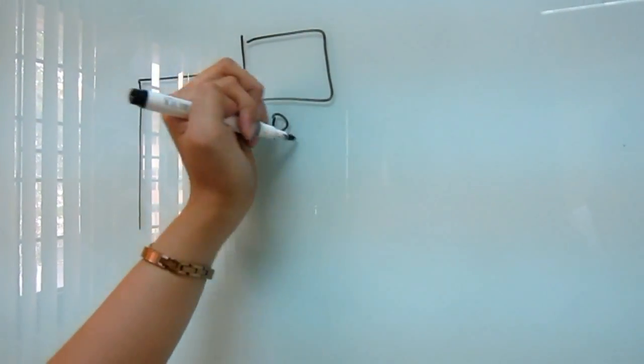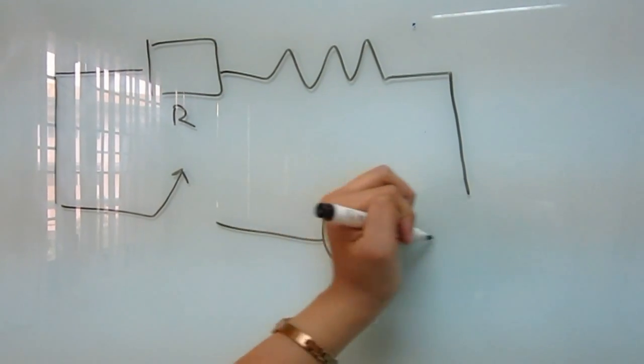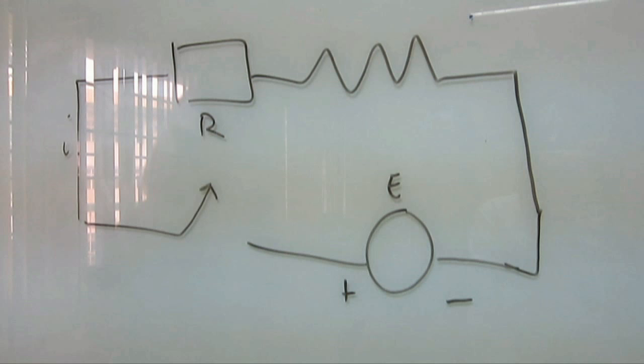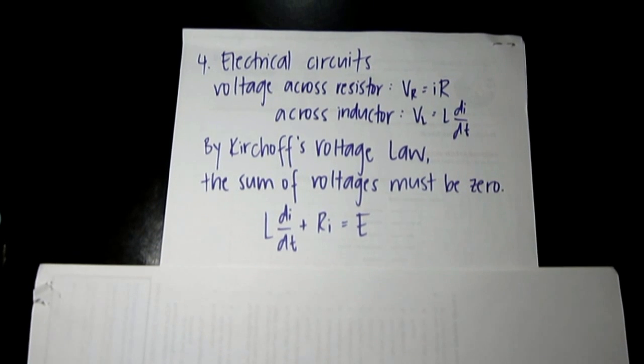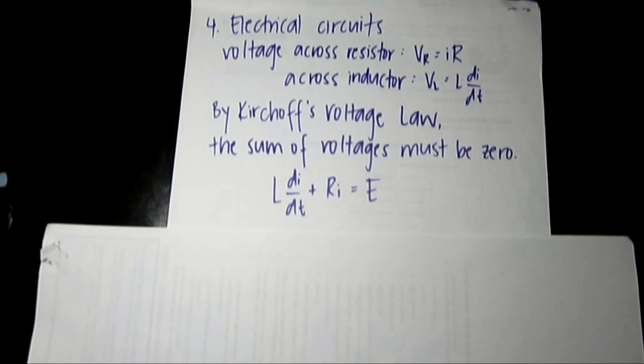Differential equations can also be applied in modeling electric circuits. Here's an example of an RL circuit. From physics, we know that the voltage VR across the resistor is VR equals IR, and the voltage VL across the inductor is VL equals L dI over dt. The sum of the voltages on a circuit must be equal to 0 according to Kirchhoff's voltage law. Therefore, the RL circuit can be modeled with the equation L dI over dt plus RI is equal to E.